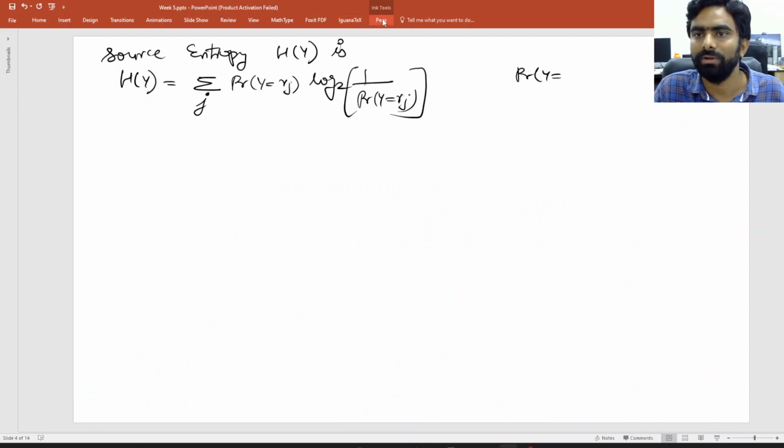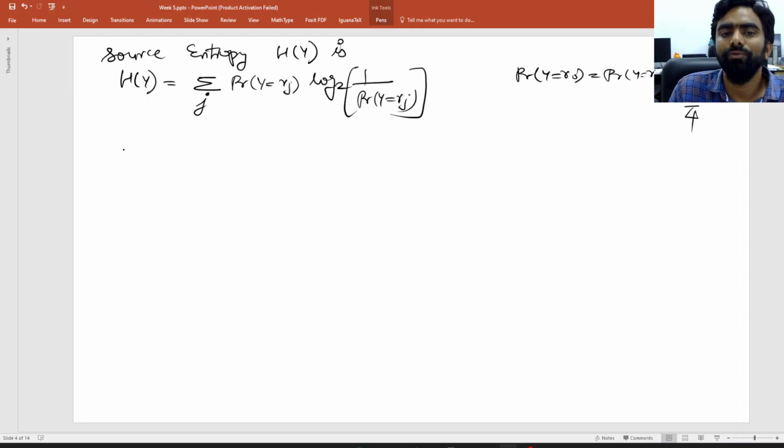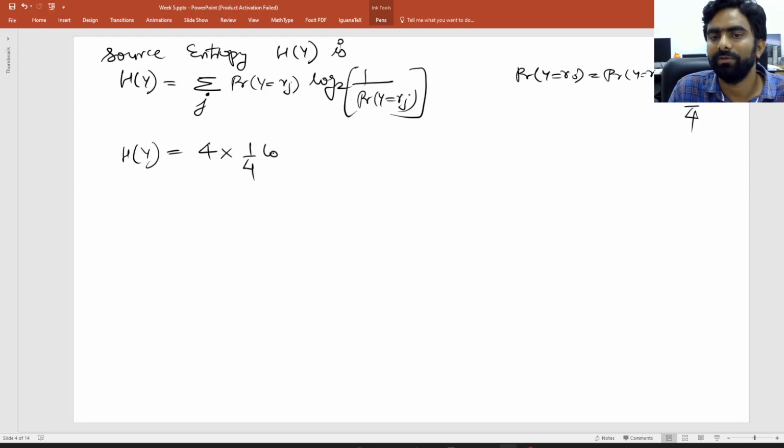So the probability of y equal to r0 is equal to the probability of y equal to r1. All are equal, so you can write that as 1 by 4. There are 4 symbols with equal probabilities, so we write 1 by 4 log 2 of 4 upon 1 by 4, which is 4. It comes 4 times because there are 4 terms and all are equal. So it will also come as 2 bits.